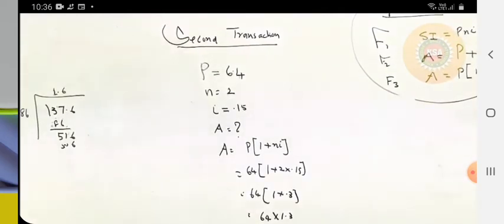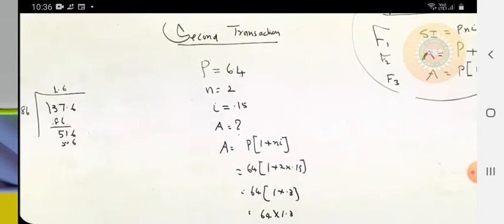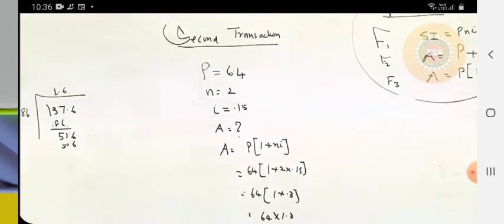The two transaction problem, during 2011 to 2017, two transaction problem they asked. Two principals involved. Simple interest one transaction, compound another transaction. Both transactions compound interest, both transactions simple interest, likewise they have asked.